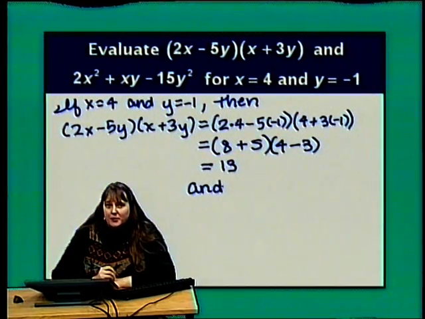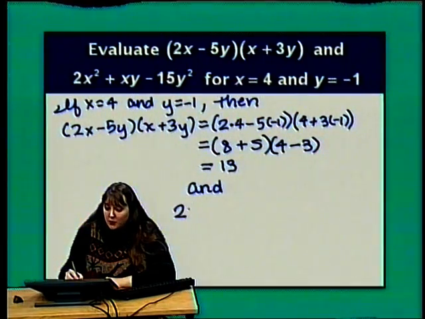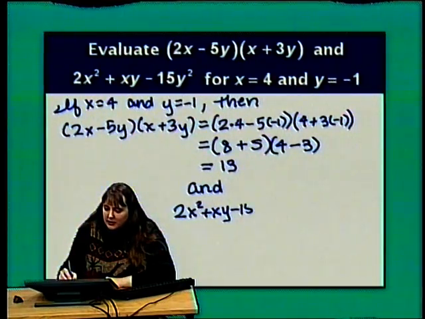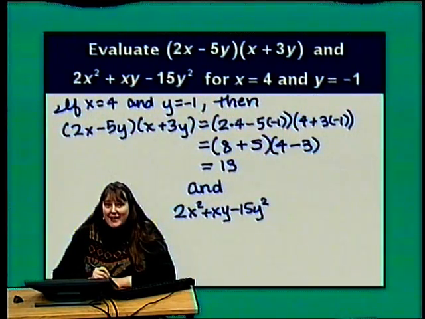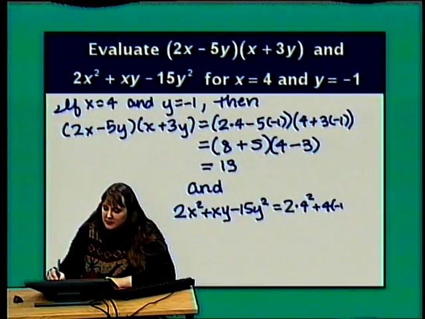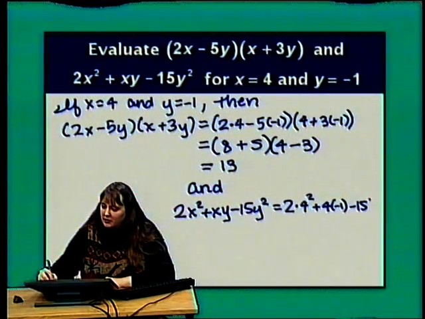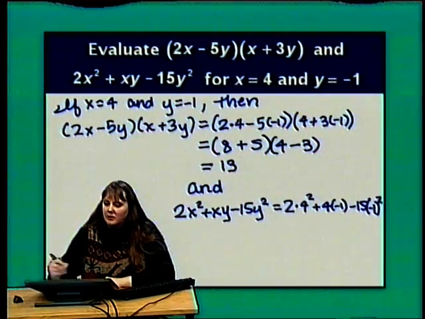Well, but what about the expression we got when we expanded and simplified? That was 2x squared plus xy minus 15y squared. Well, if x is 4 and y is -1, this becomes 2 times 4 squared plus 4 times -1 minus 15. Now we want to make sure that we're squaring y, and y is a negative number, -1, so I'm going to put the -1 in parentheses with the squared on the outside.